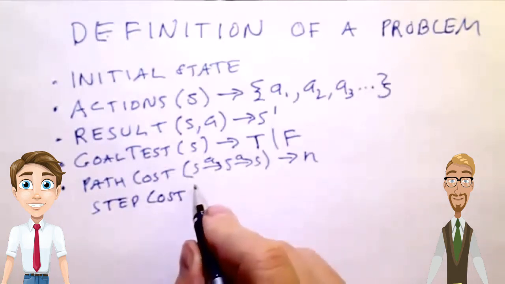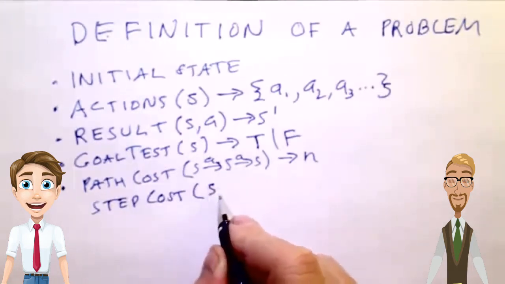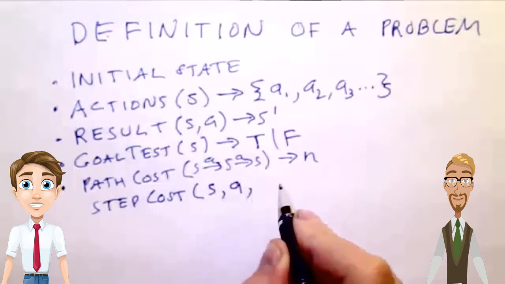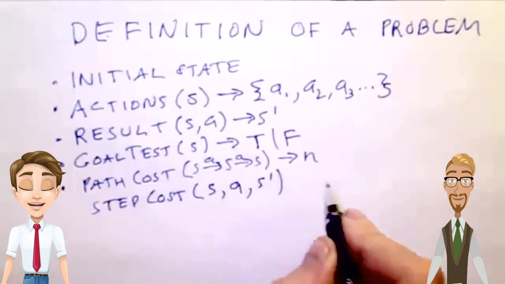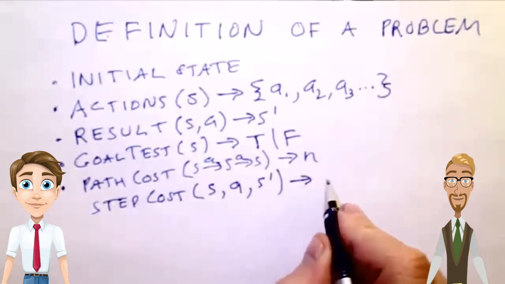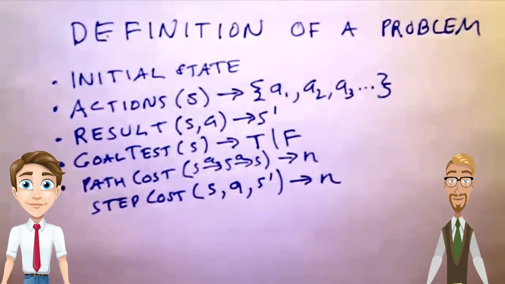The step cost function takes a state, an action, and the resulting state from that action, and returns a number n, which is the cost of that action. In the route finding example, the cost might be the number of miles traveled, or maybe the number of minutes it takes to get to that destination.